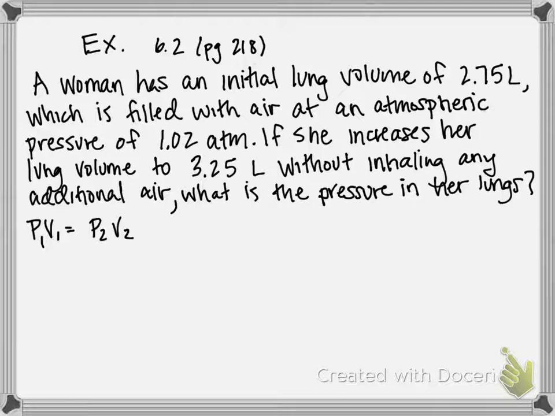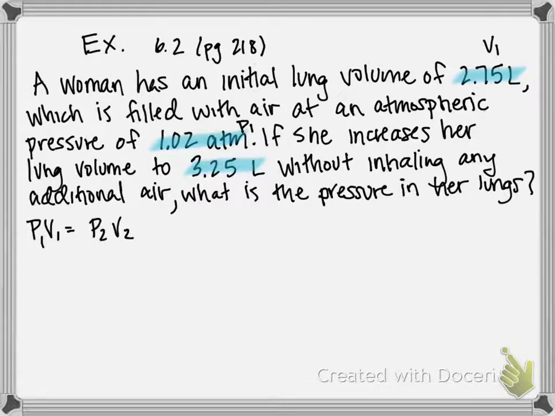Now what we need to do is go through the problem and figure out what we've been given. So it says a woman has an initial lung volume of 2.75 liters. So that says initial, and that's a volume, so that's our V1. And then it goes on to say that her lungs at this volume have a pressure of 1.02 atmospheres. That is our P1.